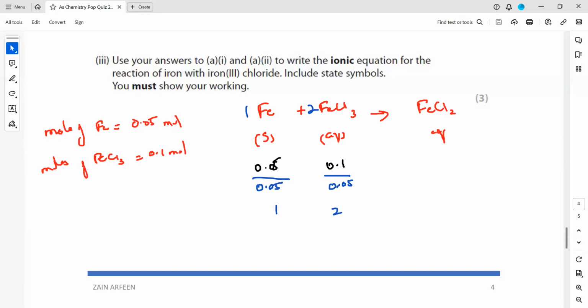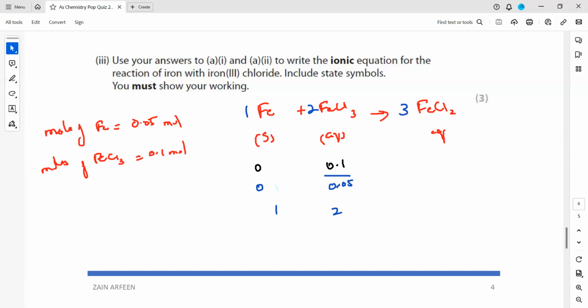And the equation must be balanced. Using the mole ratio, 1 mole of iron is reacting with 2 moles of iron(III) chloride to give 3 moles of iron(II) chloride. This is a balanced equation.